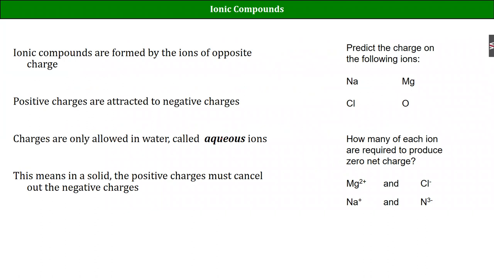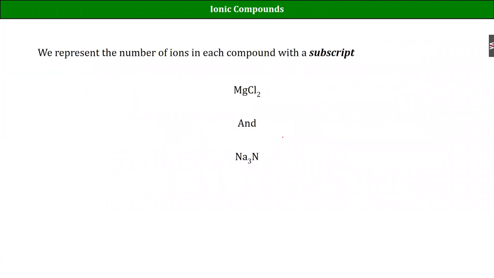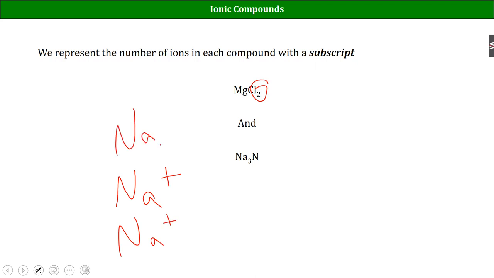So this is actually out of order. Keep going here. And so that subscript that we put at the end, remember bottom to the right is how many you have of that particular element. So in the formula, this is how you can represent how many of each atom you need to make the charges add up to zero, so that you don't have to write it out as three sodiums with a plus charge and one nitride with a minus three charge. That's a visual way of showing that you need the charges to cancel out.